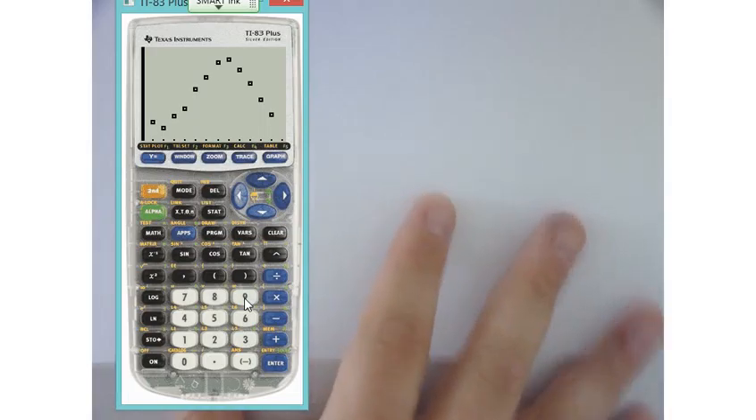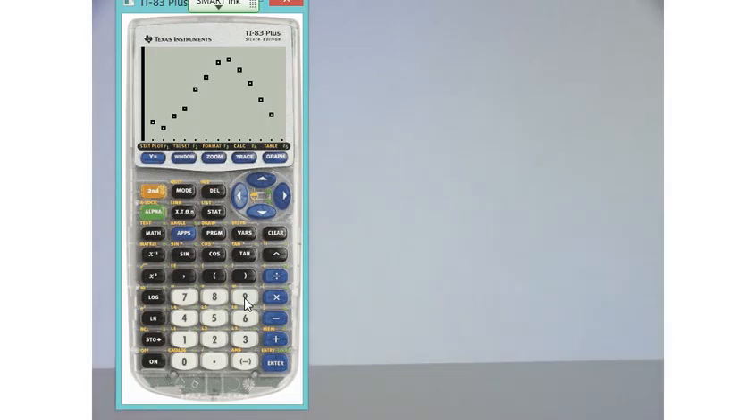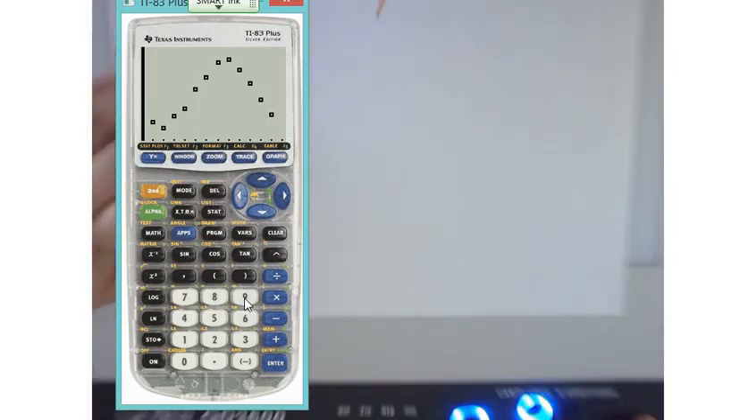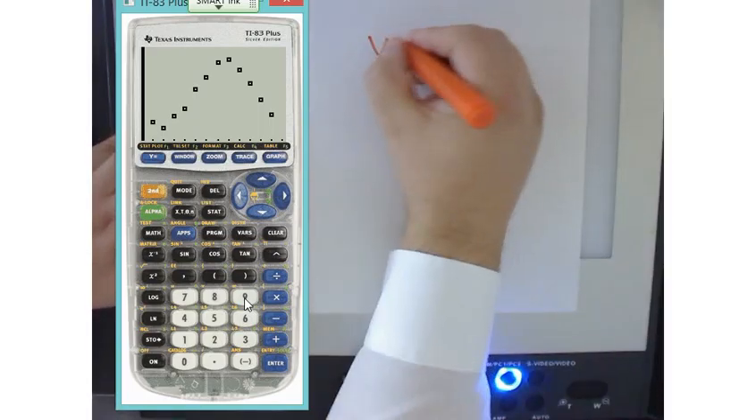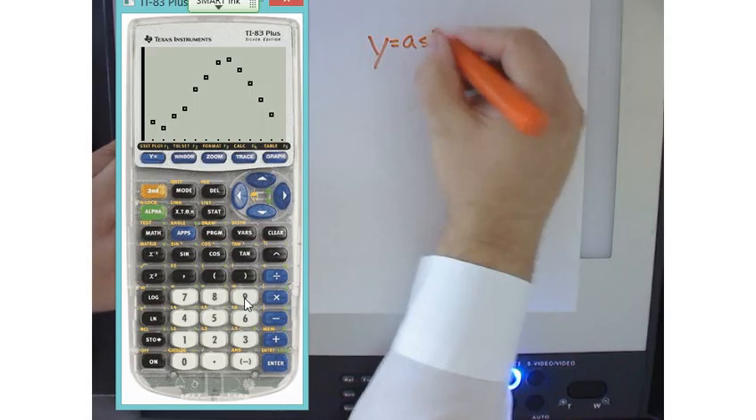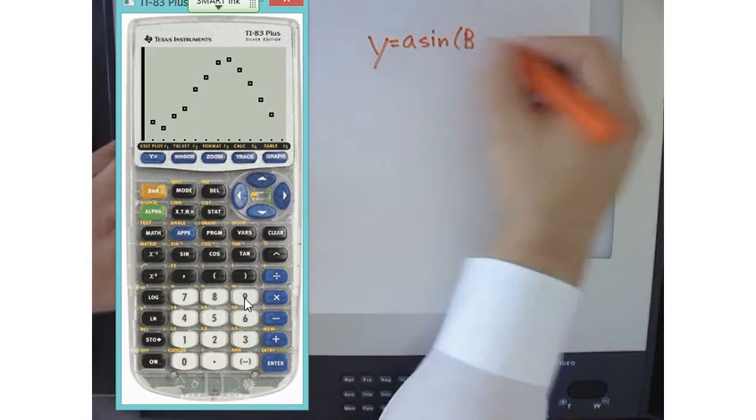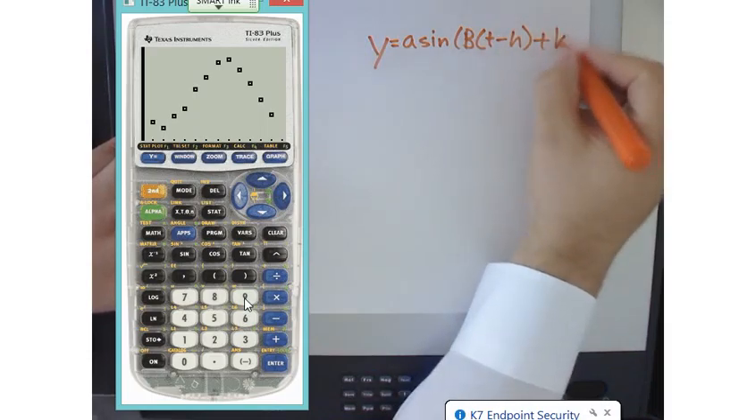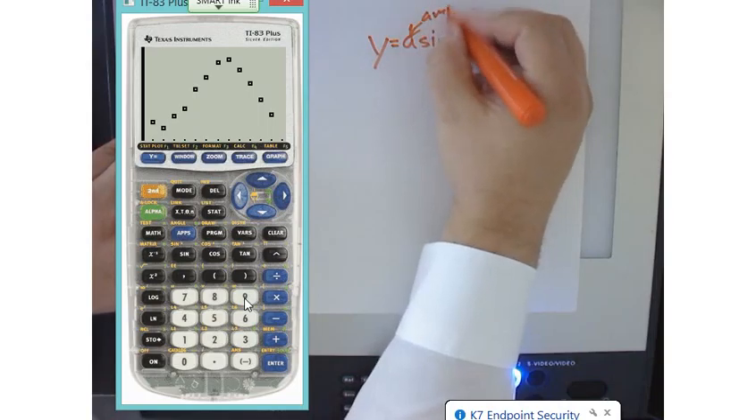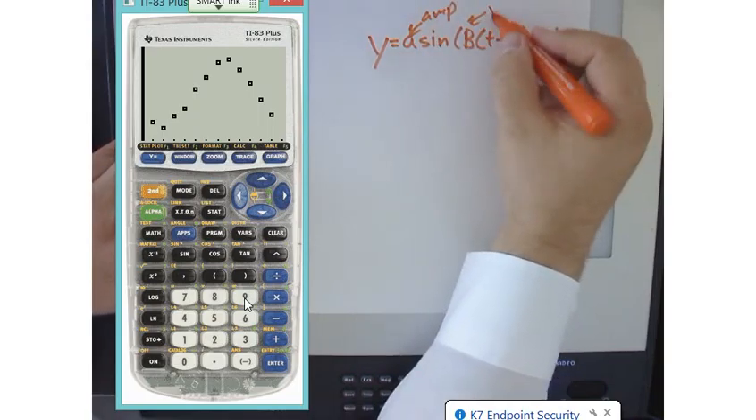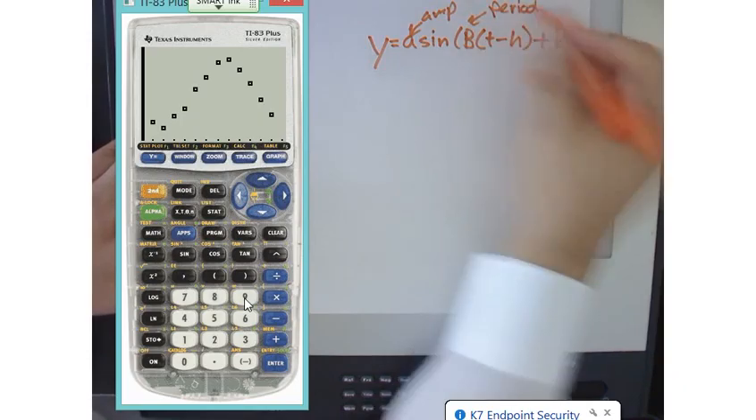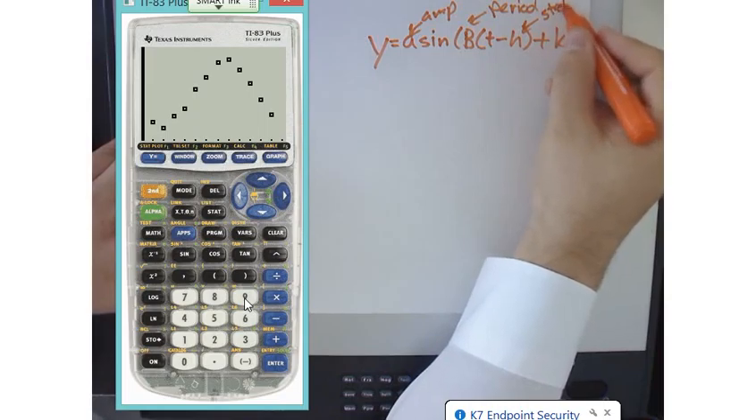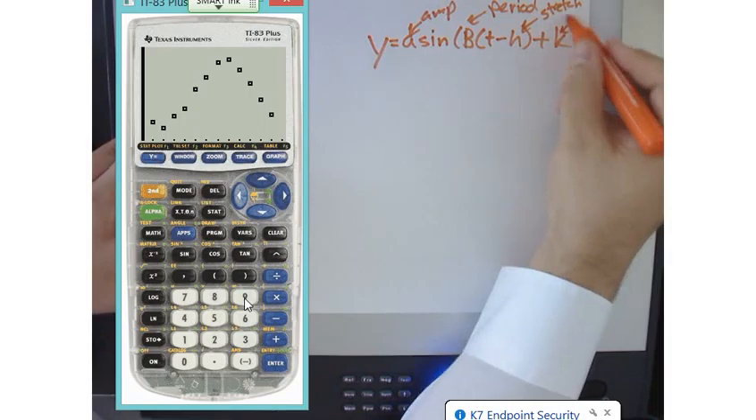I'll show you how we can verify that information in a second, but the textbook is asking us to write this as a function of sine. So they want us to write A sine of B times the quantity t minus h, plus k. A is the amplitude, B has an effect on the period, H is the horizontal shift, and K is the vertical shift.